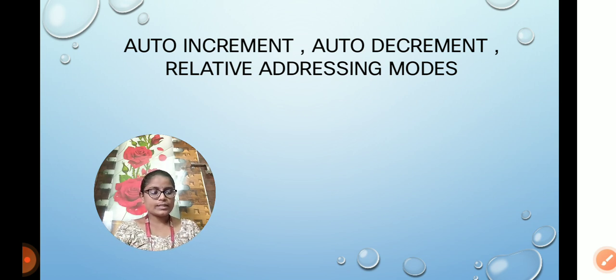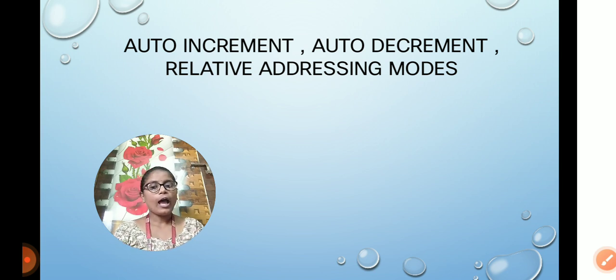In auto increment addressing mode, the value of the register is incremented by 1 after fetching the operand. For example, the syntax is (Ri)+, where the Ri value is 100. Then the data present at the 100th location is fetched first. Then 100 is incremented to 101. Then the 101st location data or instruction is fetched next. That is the increment, and so on. The process continues until the condition fails.